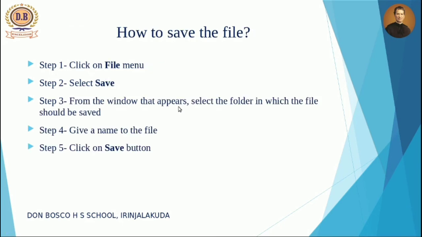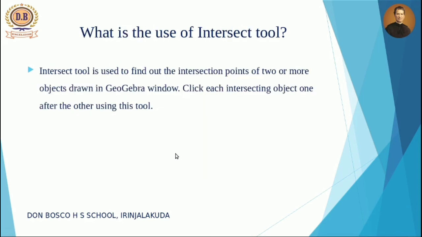Then how to save the file? We have to click on the file menu. From that we have to select save or save as. Then a window will appear. From that we have to select the folder in which the file should be saved. Then we have to give the name to the file. After that, click on the save button. This is how we can save files in GeoGebra.